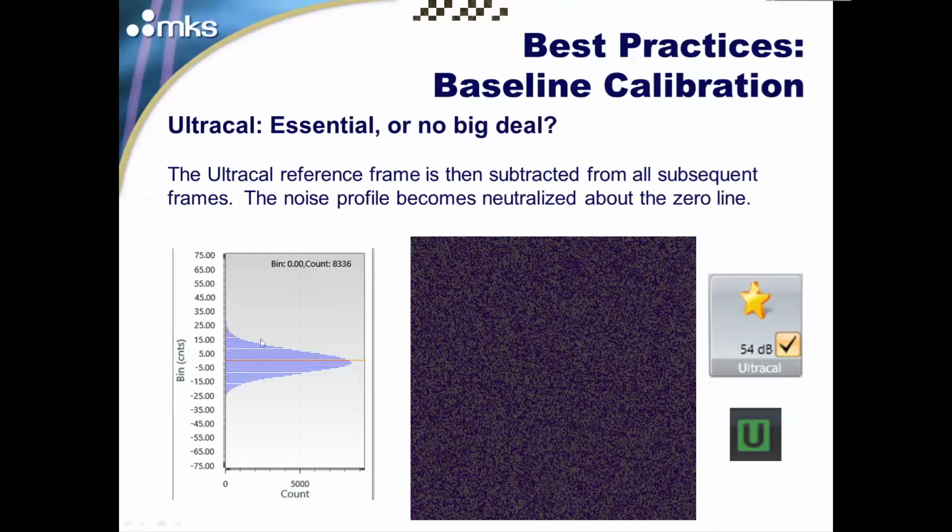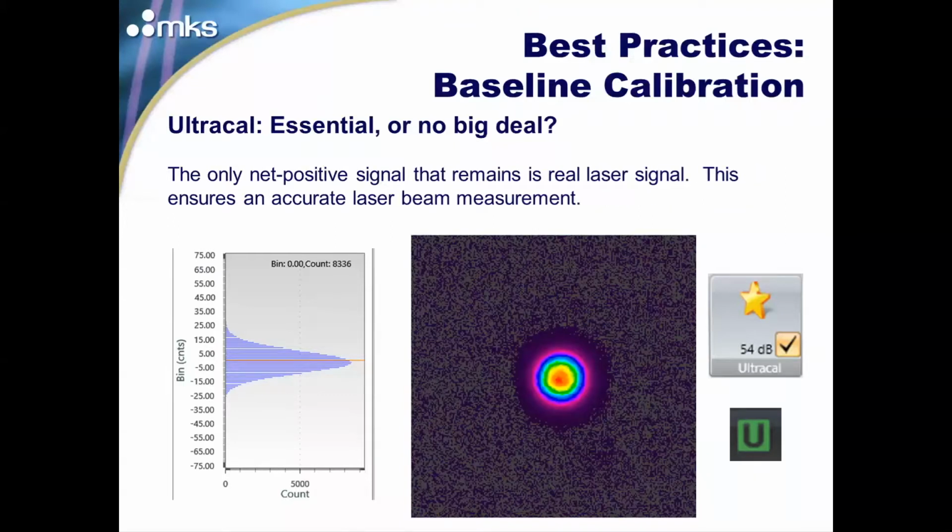And behind the scenes, if you were to look at the histogram of that frame, you'll see that now all of the noise is still present, but because we've subtracted that out, it's equally positive and equally negative, which is exactly where we want it to be. Throwing the noise away completely doesn't really solve the problem, but having that reference frame, you've neutralized the frame. Any positive signal that you still have, you know is really from your laser, and that's what we want to be able to measure.